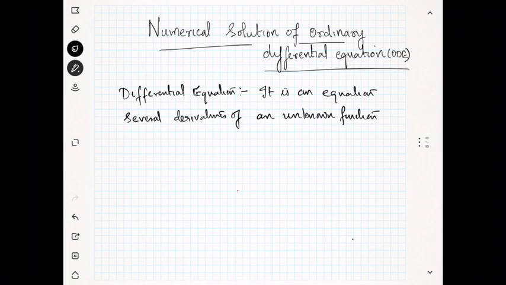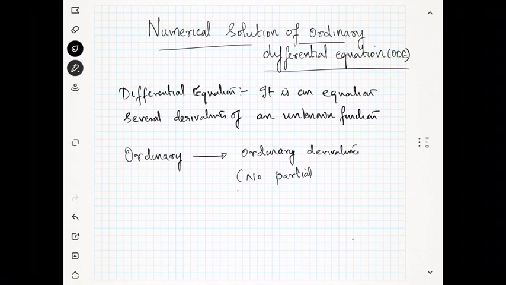And why are we talking about ordinary? The term ordinary refers to the fact that it contains only ordinary derivatives. What do you mean by ordinary derivatives? It means it doesn't contain any partial derivatives. There is no partial differentiation. It contains only ordinary derivatives.